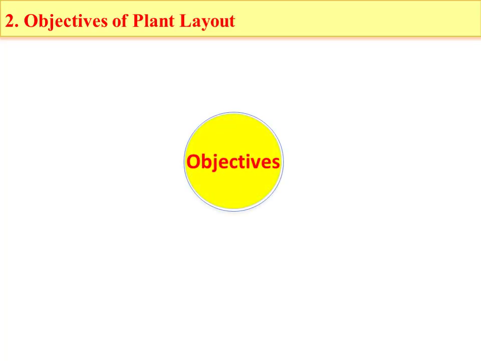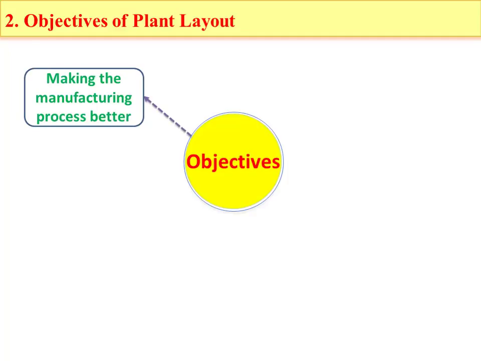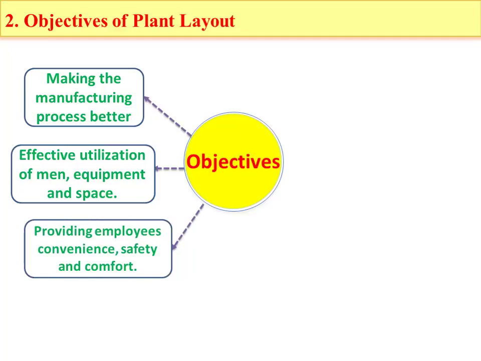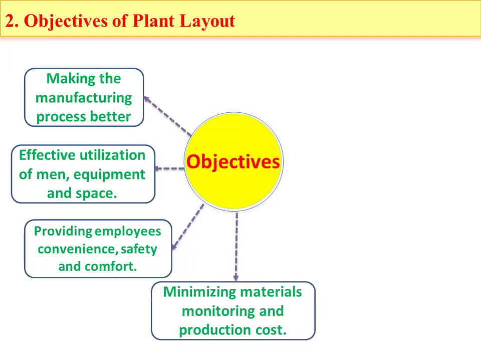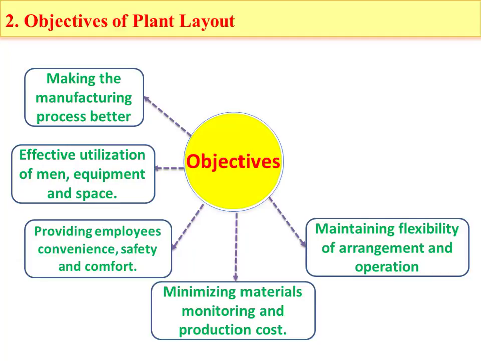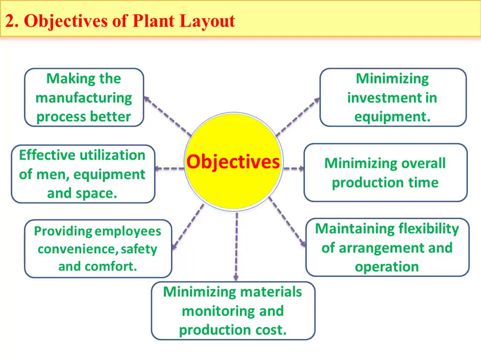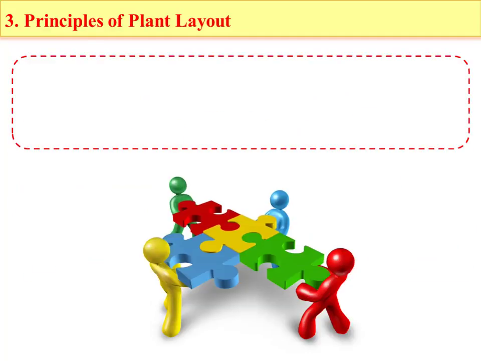Next, we go to the second part, the objective of plant layout. The first objective of plant layout is making the manufacturing process better. Second, effective utilization of man, equipment, and space. Next, providing employee convenience, safety, and comfort. Go on, minimizing material handling and production costs. Maintaining flexibility of arrangement and operation. Minimizing overall production time. And finally, minimizing investment in equipment.